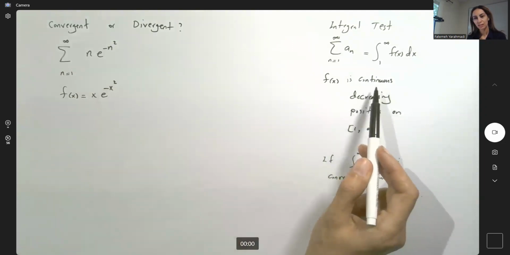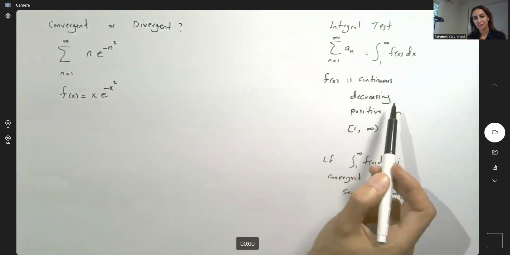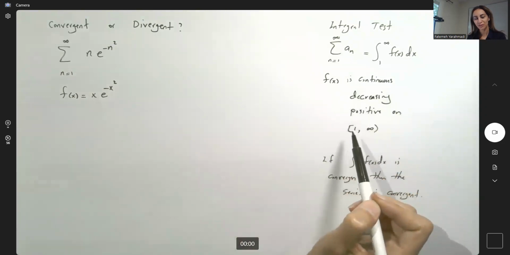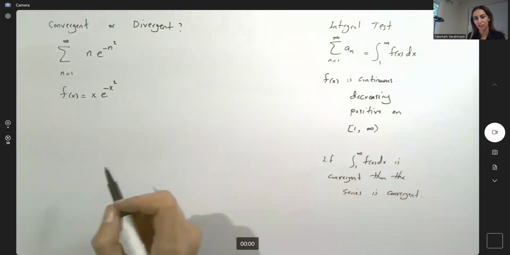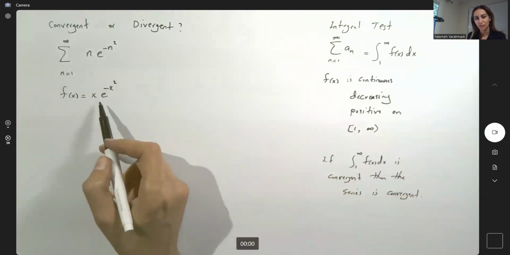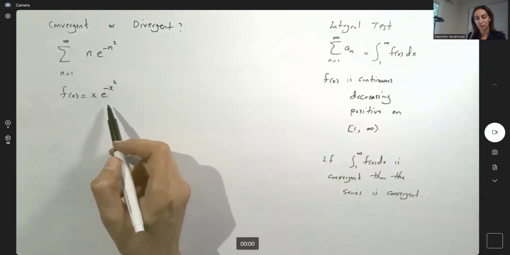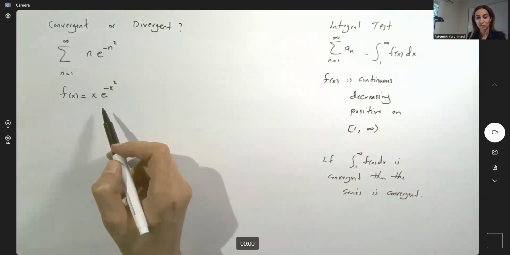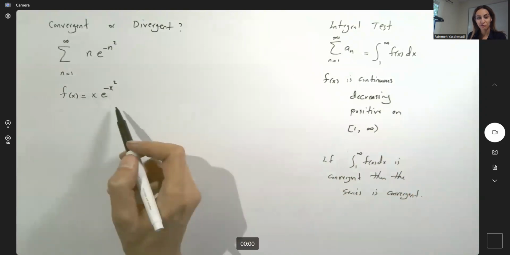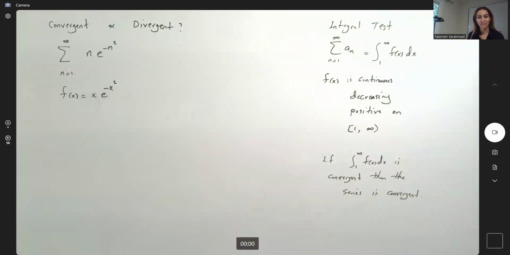We need to check to see if the function is continuous, decreasing, and positive on the given interval, which in this scenario is 1 to positive infinity. This function is x multiplied by the exponential function. You can use Desmos and check to see if this function is above the x-axis or not. Let's take a look at Desmos together.